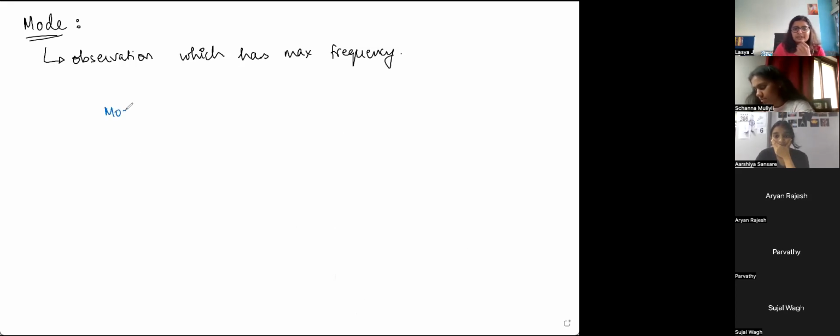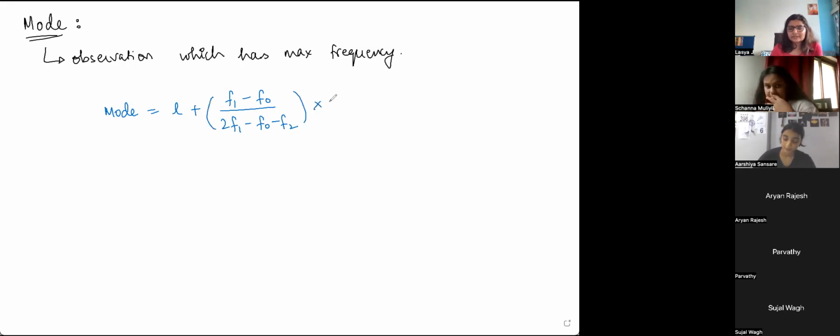So mode will be equal to, so note down the formula and I'll tell you guys what each thing stands for. Mode equal to L plus F1 minus F0 divided by 2F1 minus F0 minus F2. So this particular part multiplied by H. So यहाँ पे L is lower limit of the modal class.